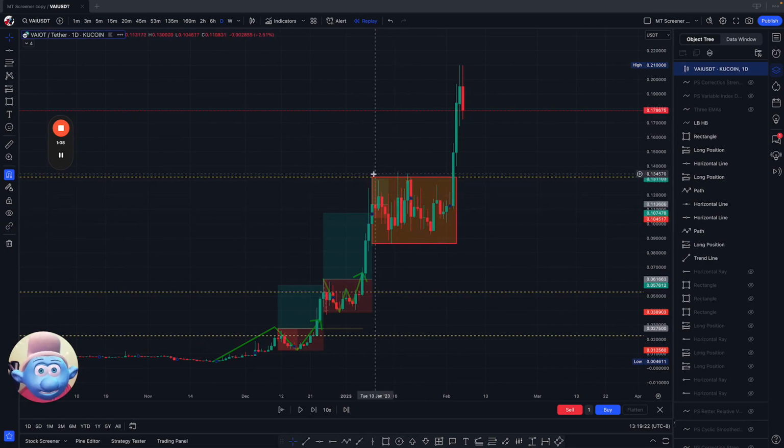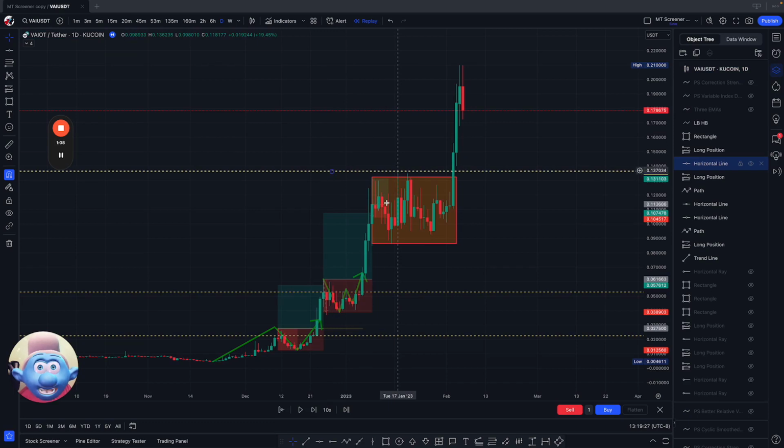So price continued doing its little fluctuation thing, so I can move my level up a little bit higher and just wait, because there's no sign for me to say that this is going to be the level that I want to be in on.